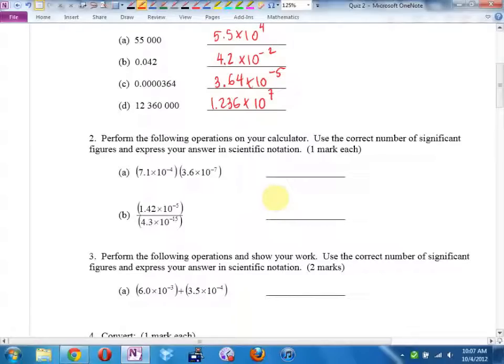We're going to go to our calculator. Correct number of sig figs. It says express your answer in scientific notation. If it's a number close to 1 and it's more work to write it in scientific notation, I don't freak out if you don't bother. But if it does say so in a test or a quiz, we'll have to.